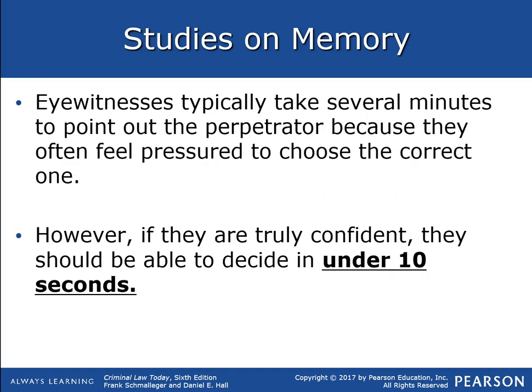Now, really, eyewitnesses typically take several minutes to point out the suspect because they feel pressured. They want to choose the right one. But if you're really confident, you should be able to decide in under 10 seconds. And 10 seconds is not in any law, but typically you should be able to look at a photo and go, yeah, I think that's him or her.